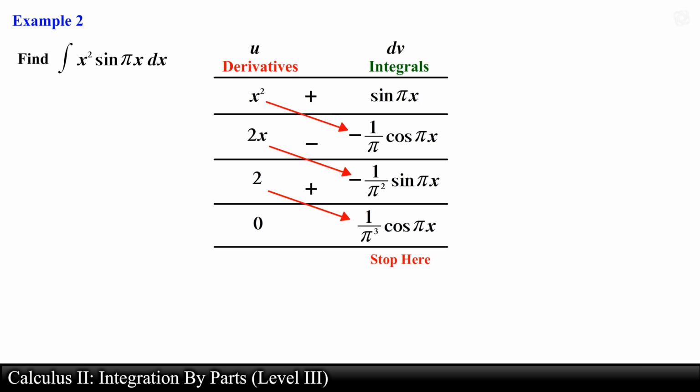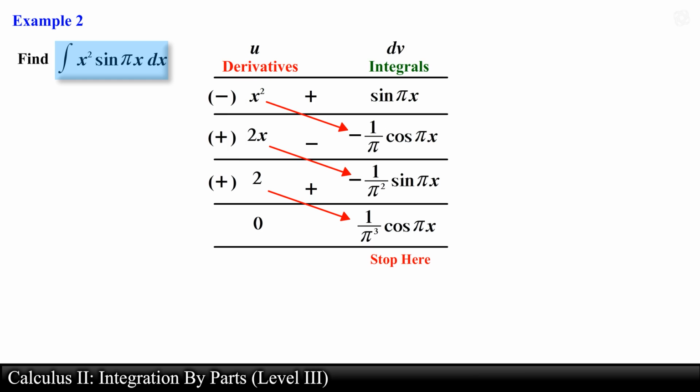So the first product would be a positive times a negative, which results in a negative expression. In the second product, we have a negative times a negative, which results in a positive expression. And finally, in the last product, we have a positive times a positive, which results in a positive expression. Once all of this has been taken care of, we essentially have our answer.